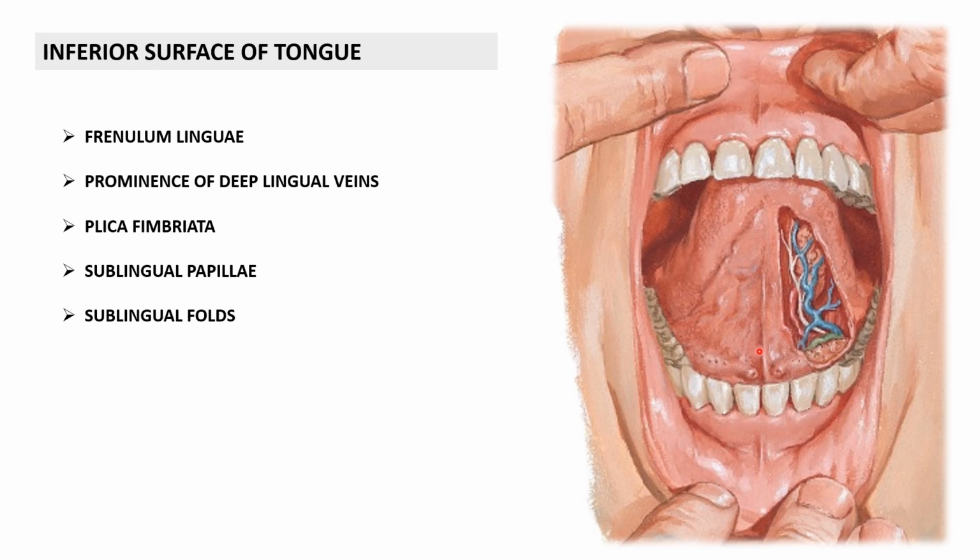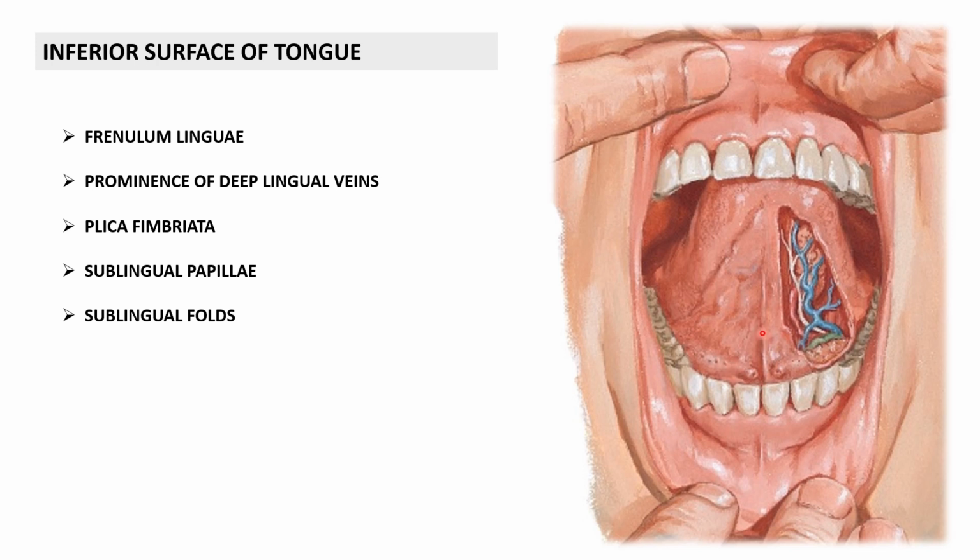Remember, on either side of this frenulum linguae, at the bottom, you can appreciate two tiny swellings. These swellings are called sublingual papillae. Each sublingual papilla shows a very tiny opening at its apex. This is the opening of the submandibular salivary duct. This sublingual papilla will continue laterally and backwards. This is called the sublingual fold.